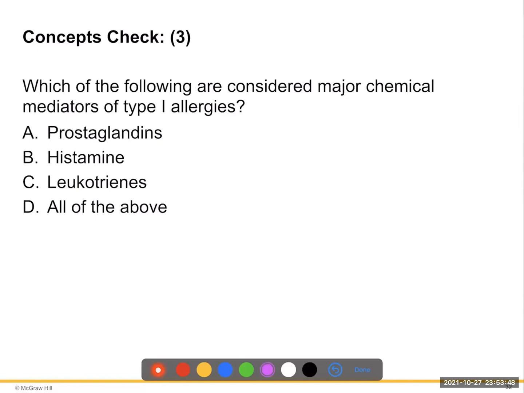I would say all of the above. I would say all of the above too. Prostaglandins, histamines, and leukotrienes all exhibit reactions to type 1 allergic reactions. So definitely all of the above. Perfect.